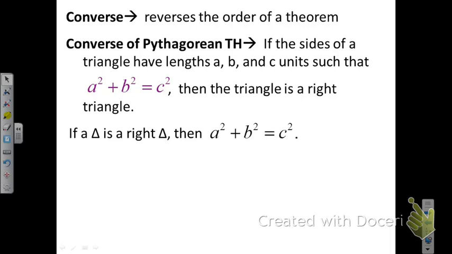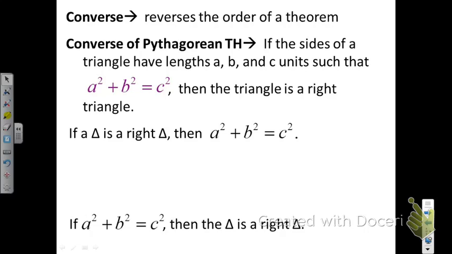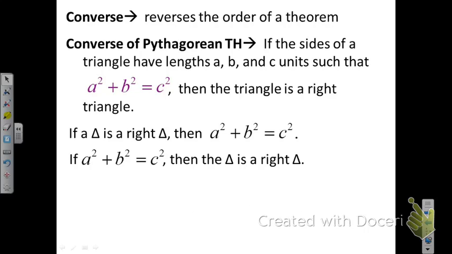Yesterday I gave you a right triangle and you used that formula. Today, I'm going to give you the formula, A squared plus B squared equals C squared, and then you have to tell me if it's a right triangle. Are we still lost, or are we okay? Lost? Okay, let's try an example and see if that clears things up for us.